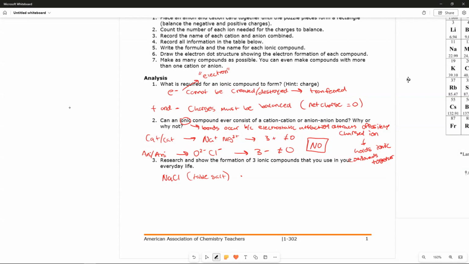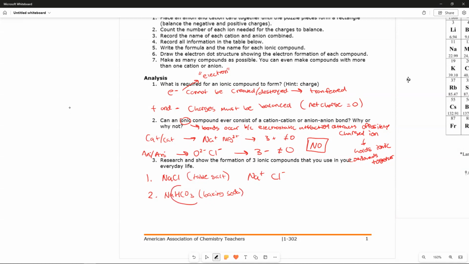Sodium chloride, which consists of sodium 1 plus, Na+, and chlorine 1 minus. Next one here, number 2, is baking soda, which is NaHCO3. NaHCO3, that's baking soda.